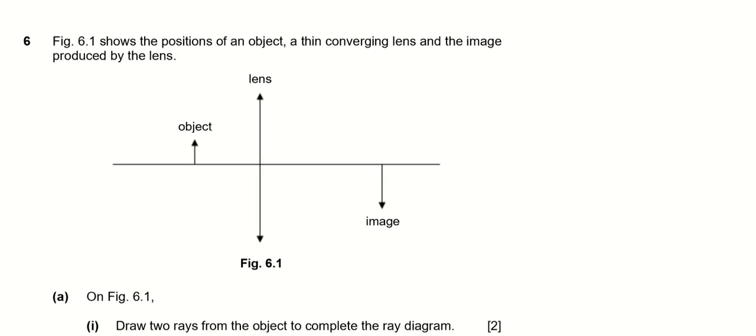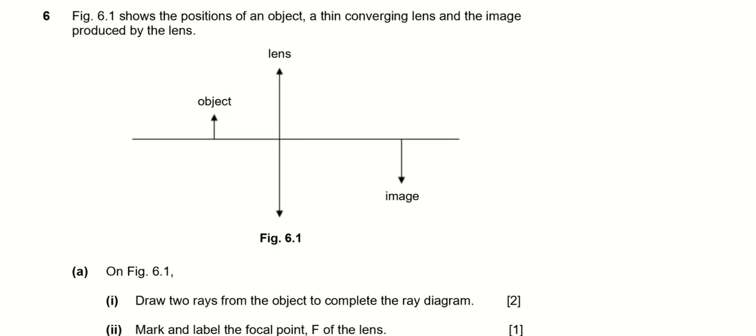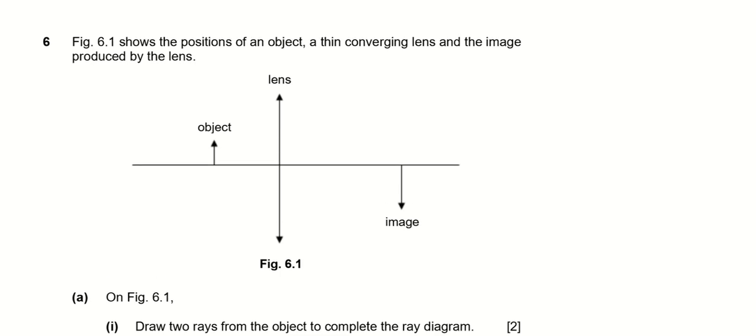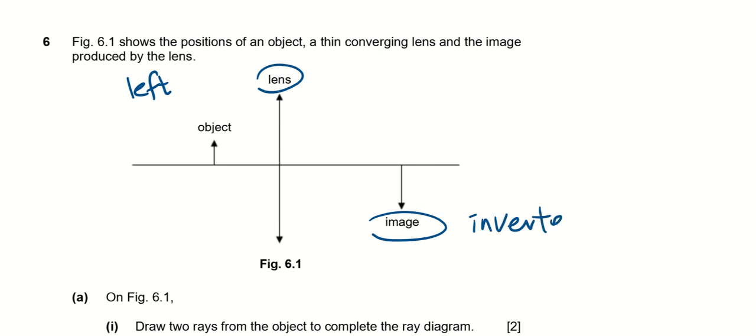Okay, 6.1 shows the position of an object, a thin converging lens, and the image produced by the lens. Draw 2 rays to complete the ray diagram. So I want to illustrate this point that the lens is here. The object is traditionally on the left-hand side of the lens, for O-level. So if the image given here is found on the opposite side, it will definitely be inverted. It will definitely be real, because inverted and real come together as a pair.